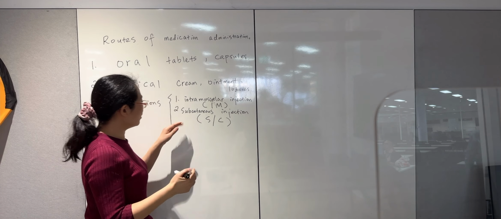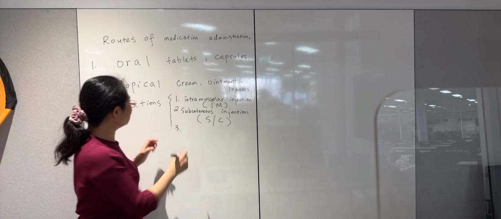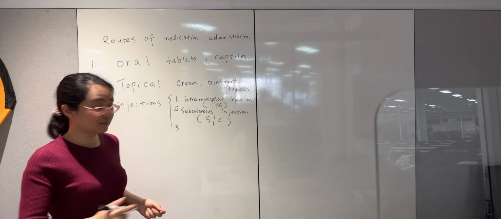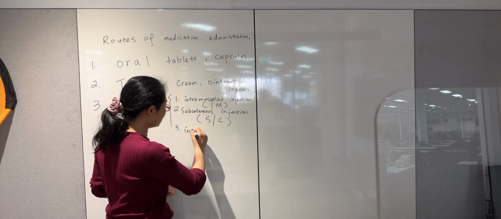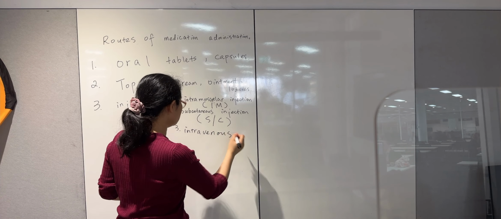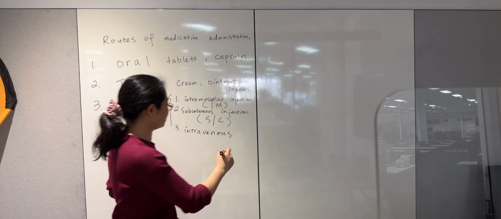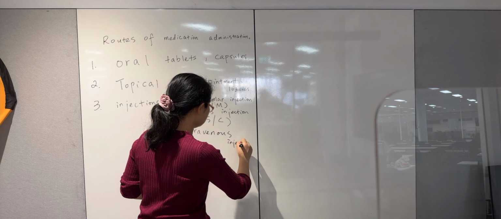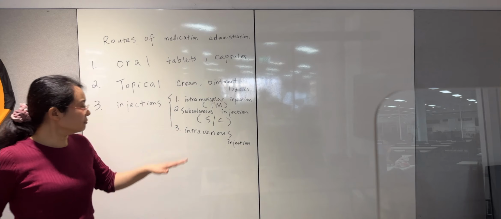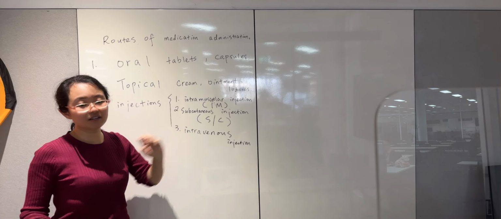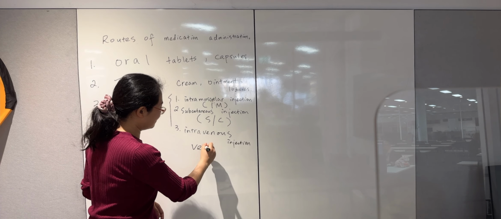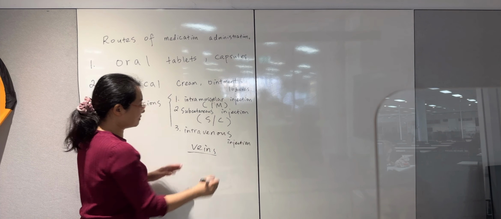One more route I want to discuss is another type of injection. This is called IV. So it's called intravenous injection. What does intravenous mean? What is venous? Venous is our vein.